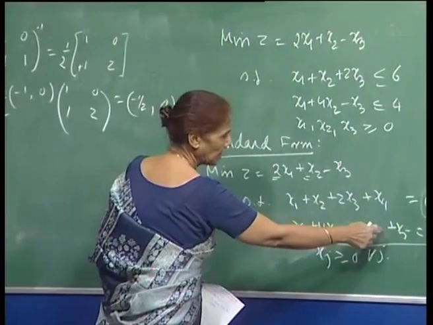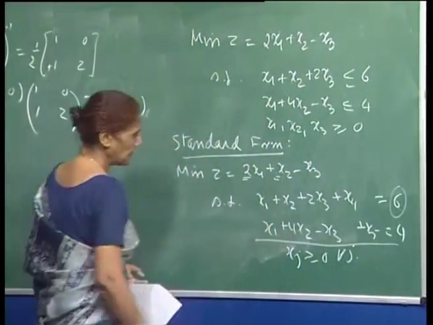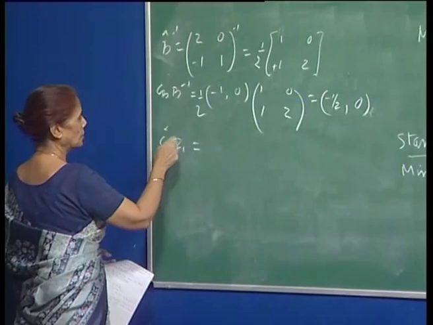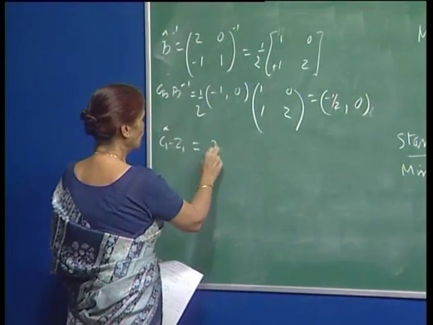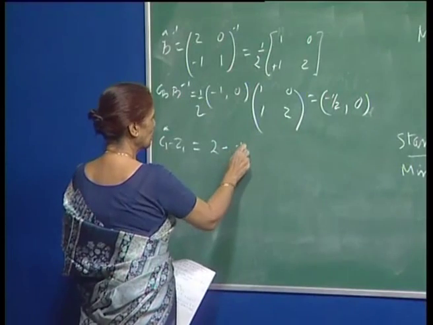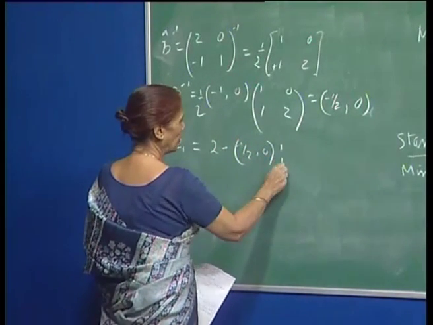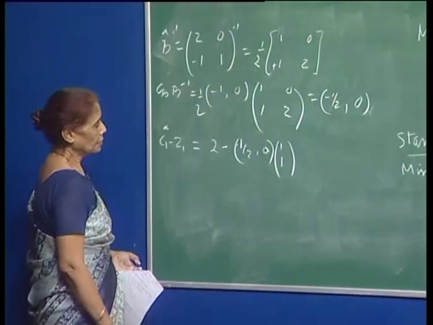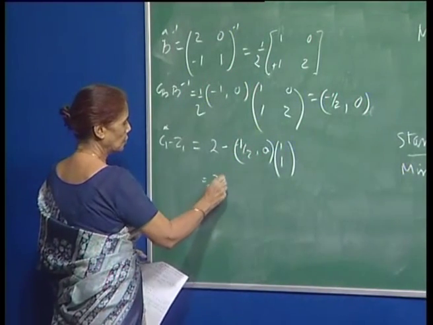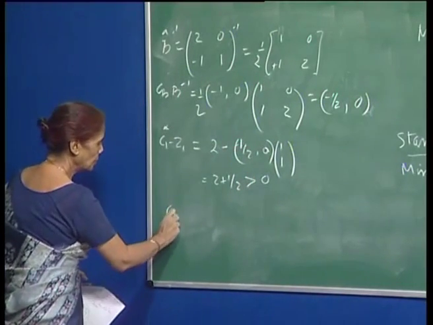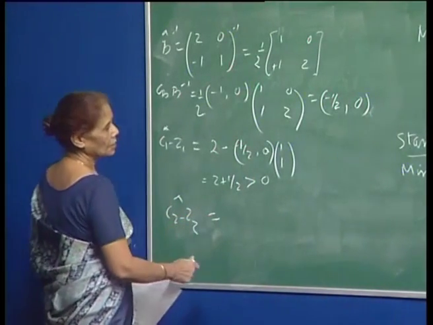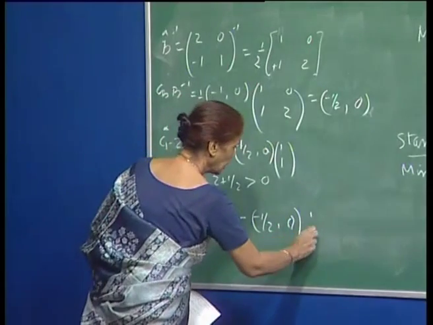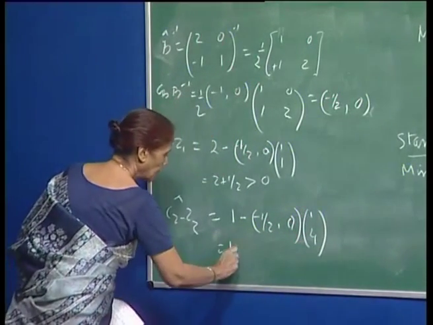Now only two non-basic columns. Well, x4 is there, a4 is there, but I'll quickly do it for a1 and a2. So if you want to compute c1 minus z1 hat, c1 is 2 minus z1. z1 will be minus half, 0, into 1 1. Yes, a1 is 1 1. This is your CBB inverse. So if you compute this, this is minus half plus half, so this becomes 2 plus half, which is positive, right? Then compute c2 minus z2 hat. So c2 is 1 minus minus half, 0, and this is 1 and 4. So this again is 1 plus half.